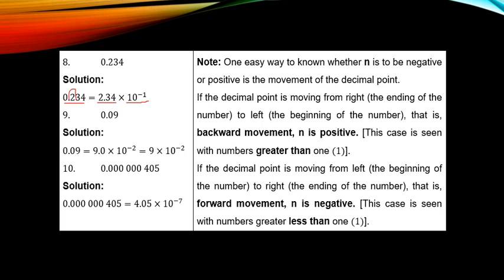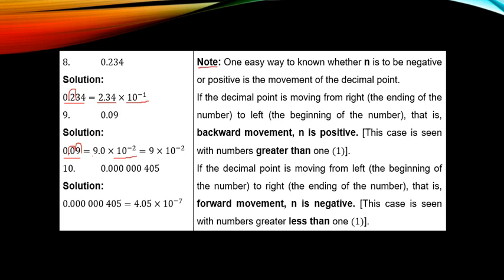Okay, number 9, 0.09. The same way, this number is less than 1. For it to be between 1 and 9, you have to move the point twice, so it becomes 9.0 times 10. Because the movement was done 2 times, you have power of minus 2, and 9.0 is the same thing as 9. Before I explain number 10, let's take the notes.